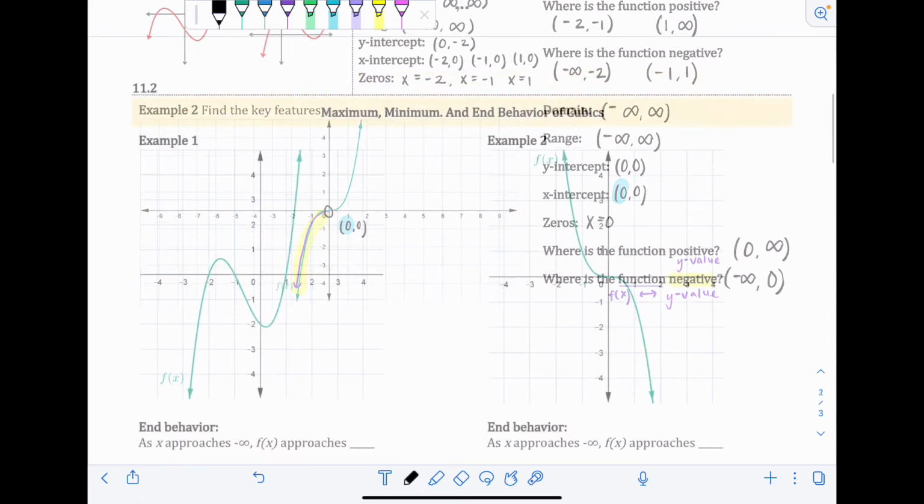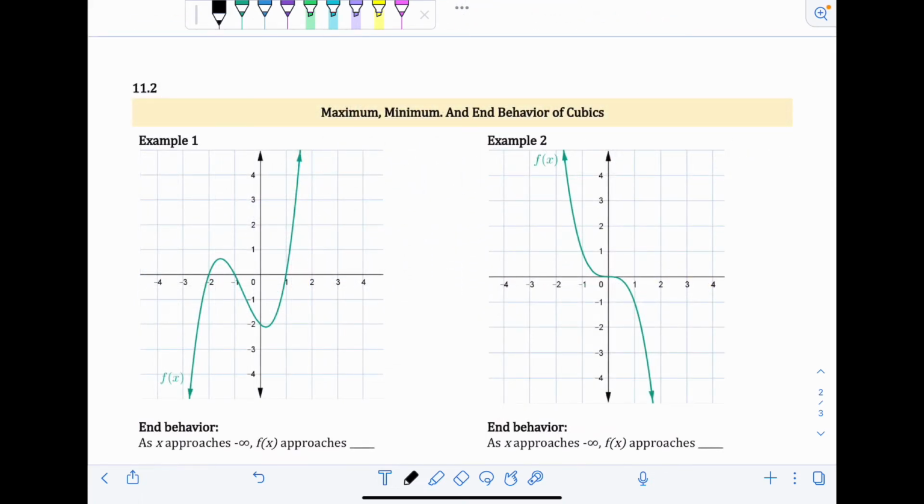Okay, and then moving down, 11.2 is maximum, minimum, and end behavior of cubics. Sorry, this should be a comma. These are like the same two graphs from example 1 and example 2 from the first section, 11.1. So we're just answering different questions about them.